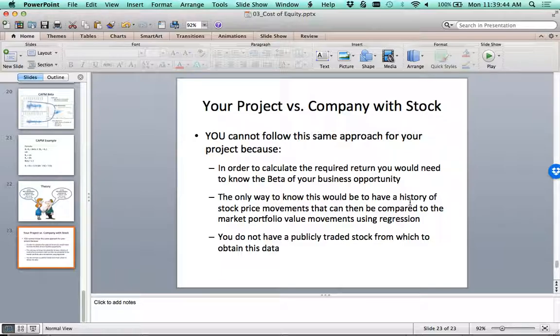Now, in advanced classes, we'll talk a little more about ways that you might be able to approximate this. But for now, the bottom line is that you just need to assume for your project that you can't really go through and do this capital asset pricing model approach. That's why you're using a negotiated approach to estimate this, as opposed to a market approach to estimate your cost of equity. Anyway, hopefully I didn't stumble through that too much, and hopefully that's a useful contrast for you. Thank you.